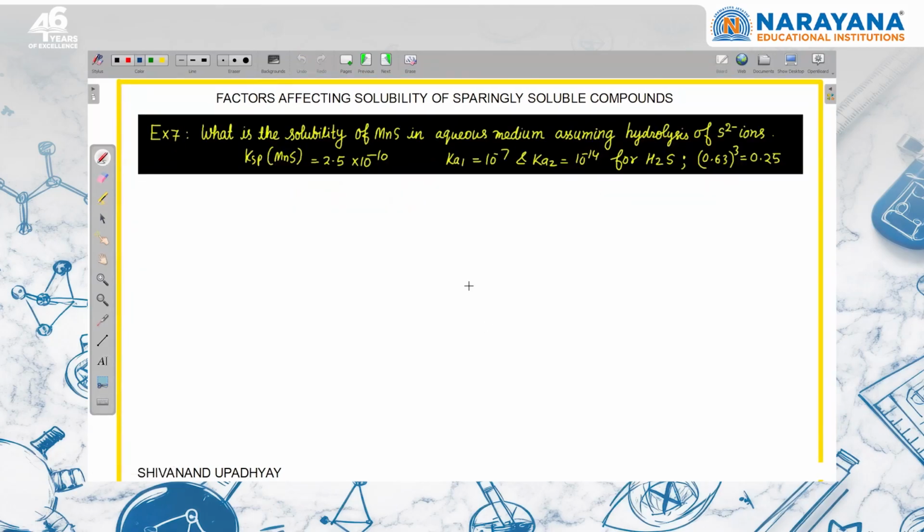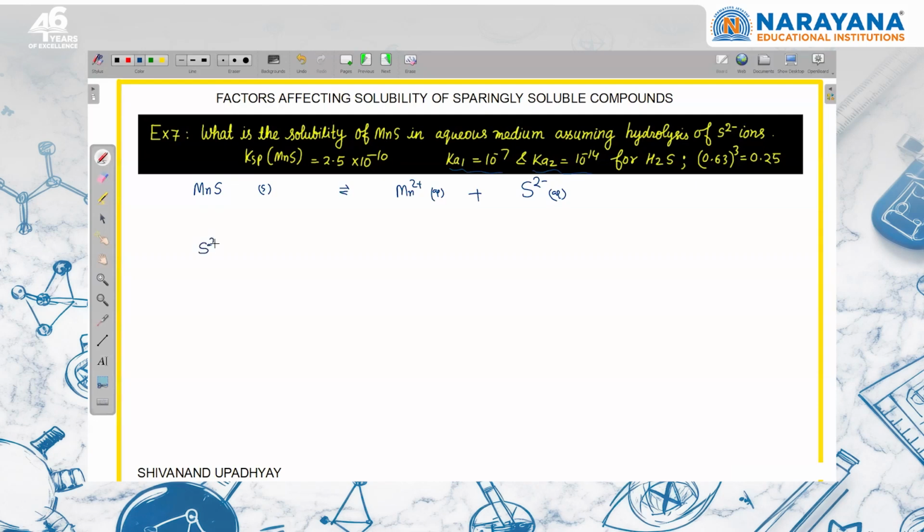So again, I'm discussing a few questions, right? I'm just writing the reaction, how to consider it. What is the solubility of MnS, manganese sulfide, in aqueous medium assuming hydrolysis of sulfide ions? So again, MnS is a sparingly soluble compound, KSP of this is given. So I should write here Mn2 plus ion in aqueous state and sulfide ion in aqueous state. And H2S is a dibasic weak acid. The dissociation constants Ka1 and Ka2 of H2S are given, and they are saying that we have to consider the hydrolysis.